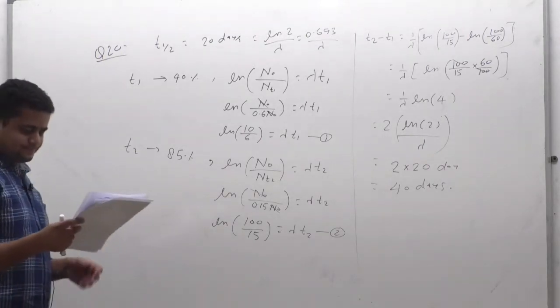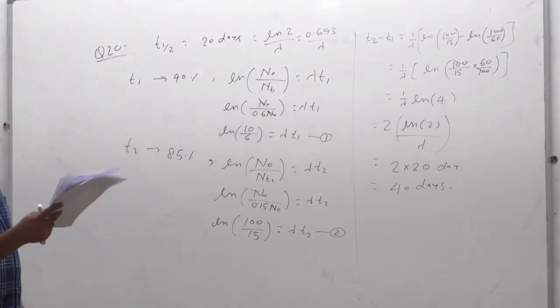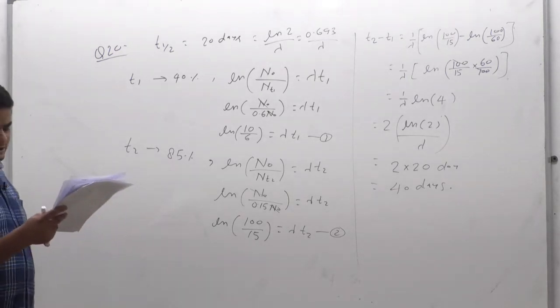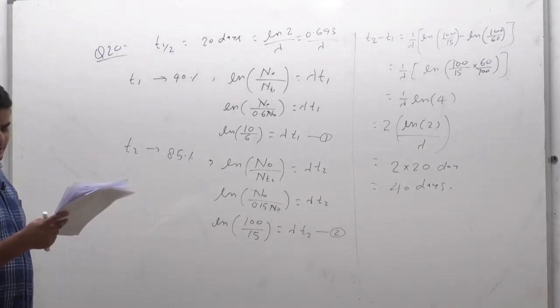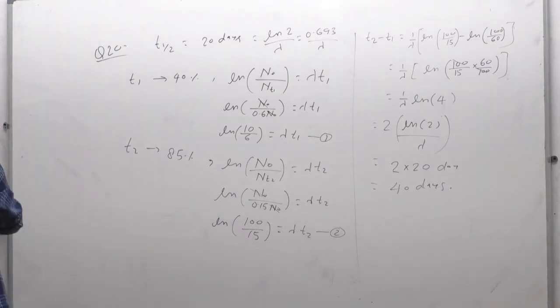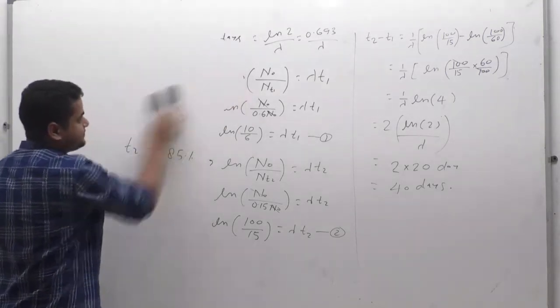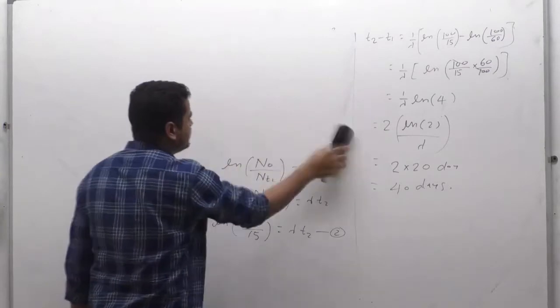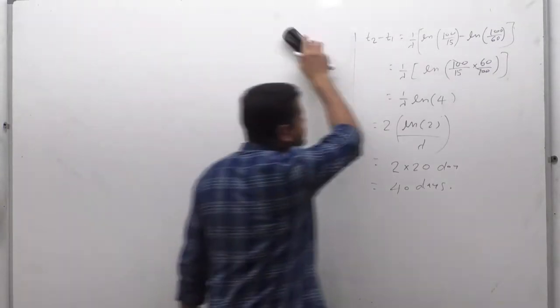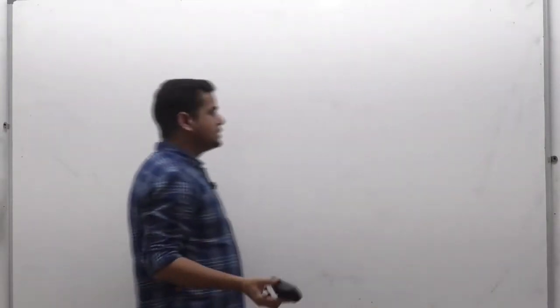Is it okay? Okay. Next is question number 21. The potential differences across the resistance, capacitance and inductance are 80 volt, 40 volt and 100 volt respectively in an LCR circuit. The power factor of this circuit is? So they have asked about the power factor. Power factor means cos phi, and cos phi is equal to R upon Z.